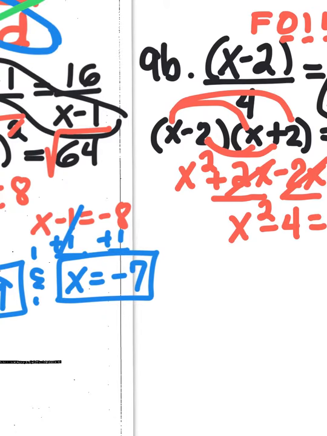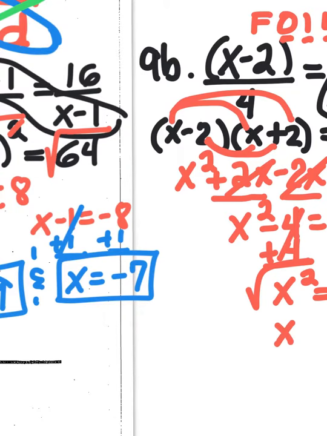Now we continue. Add 4 to both sides. X squared equals 36. That is right. So x equals positive or negative 6, and that's the final answer.